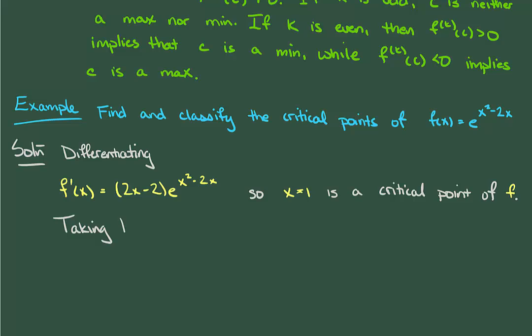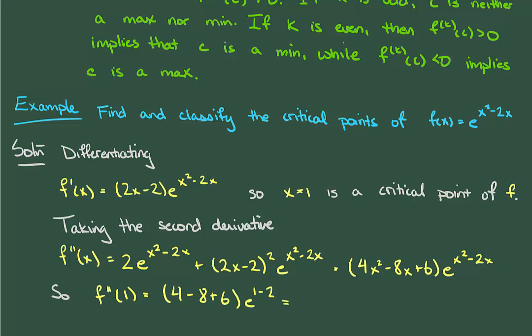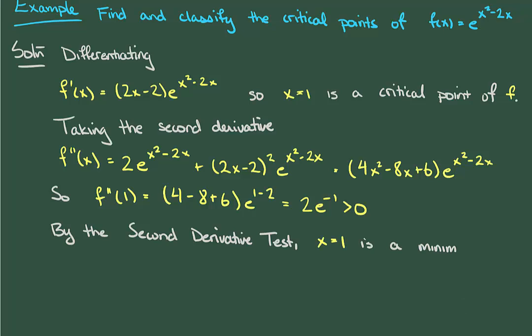To use our theorem, we need to compute the second derivative, which requires both a product and a chain rule, but this isn't too bad to work out. Now all we do is plug in our critical point. Once again, the exponential is always positive, and 2 is also certainly positive, so by the second derivative test, the point x equals 1 is a minimum.